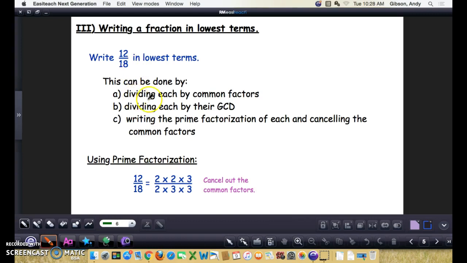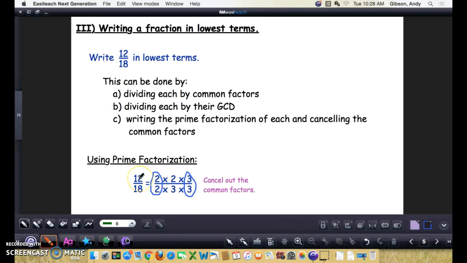Lowest terms. Again, lowest terms is dividing each one by the common factor, or divide by their greatest common factor. That's why we did common factors first. How do we find that? Well, using the listing method, 12 is 2 times 2 times 3. 18 is 2 times 3 times 3. What are the common factors? Well, common factors are 2 and 3. So 2 times 3 is 6.